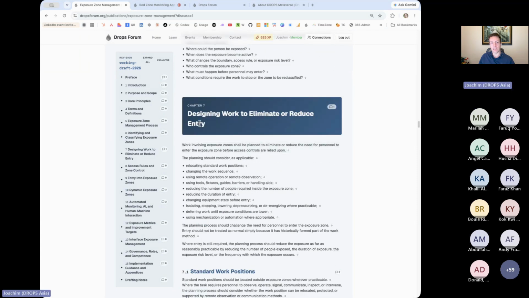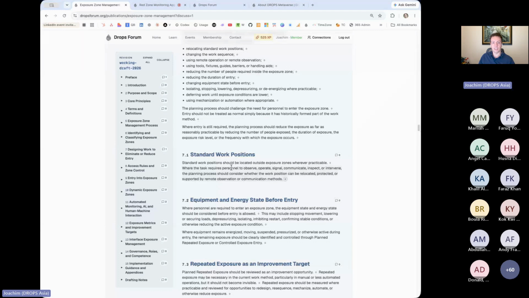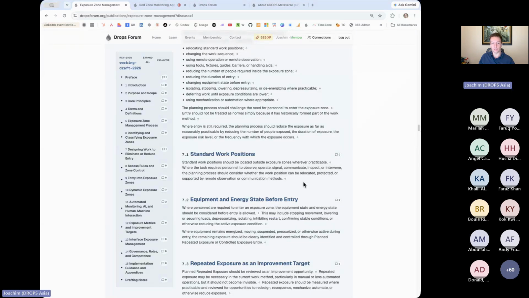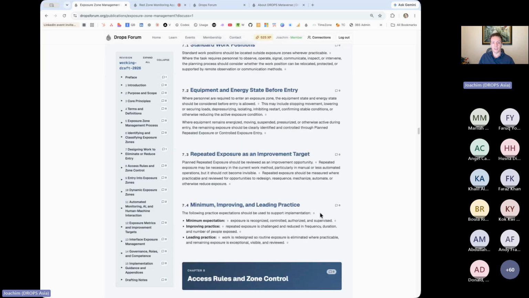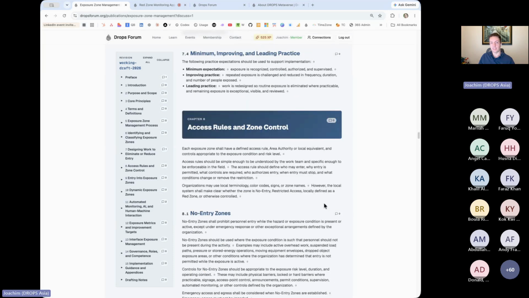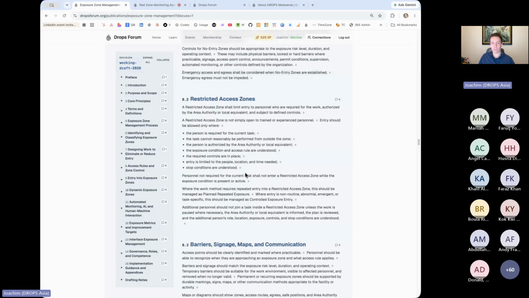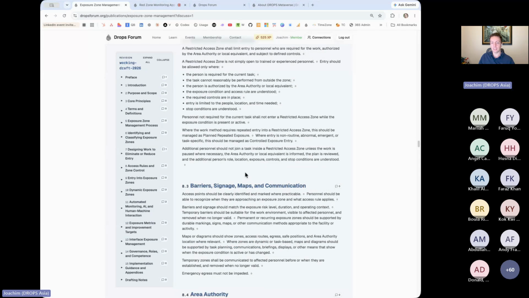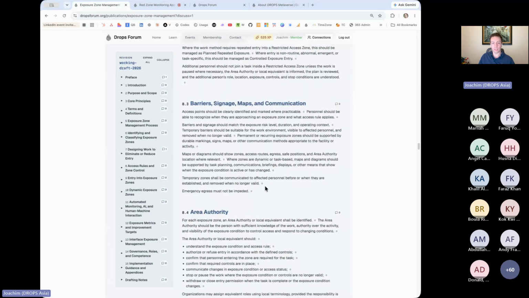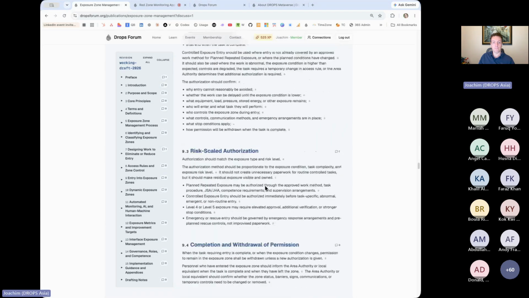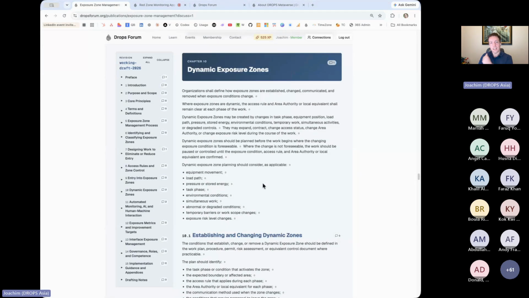Then this goes into designing work to eliminate or reduce entry, and that's, of course, a more new concept. So we talk about standard equipment, standard positions, repeated exposure. Then, again, access rules, zone controls, also very similar to the original publication. Where possible, we didn't try to change the wording. And then dynamic exposure zones.